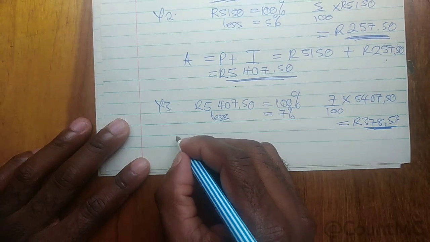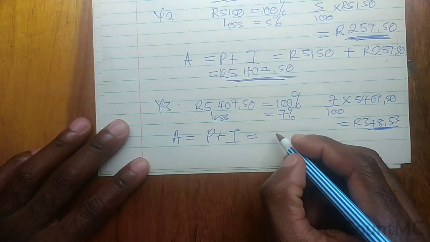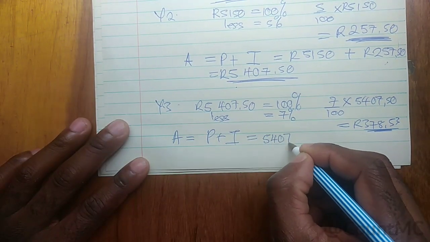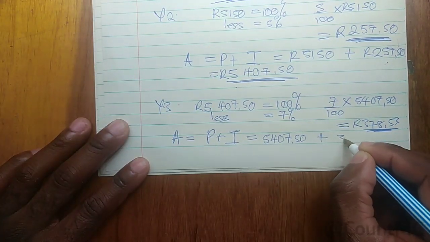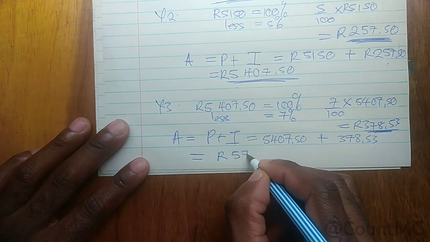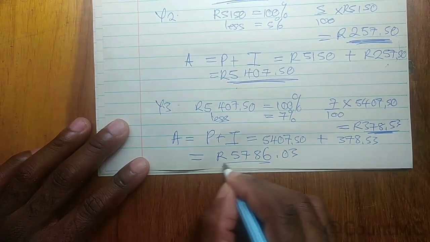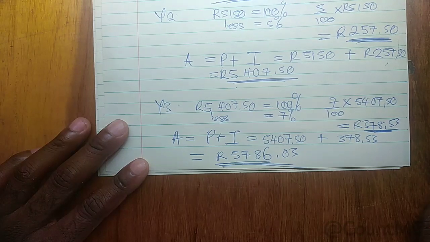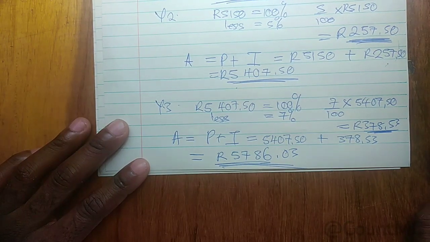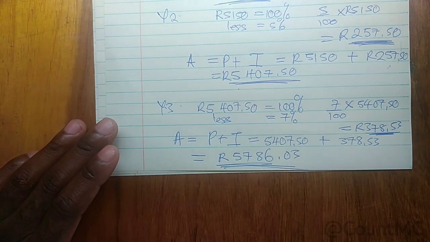Now the total amount is equal to principal plus the interest. This is equal to 5,407.50 plus 378.53. So this will be 5,786.03. So using compounding interest, June has 5,786.03 rands after 3 years.